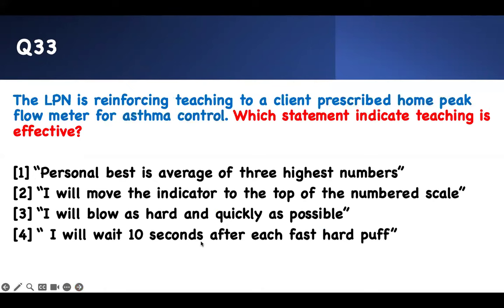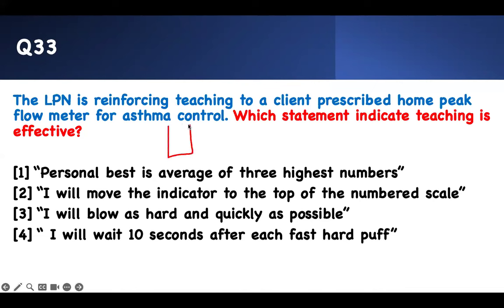Next question. An LPN is reinforcing teaching to a client prescribed a home peak flow meter for asthma control. Which statement indicates teaching is effective? These are things you have to know at your fingertips. I bet these are good questions they ask all the time.